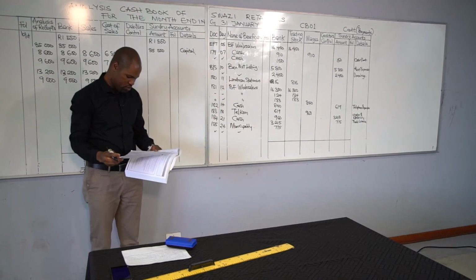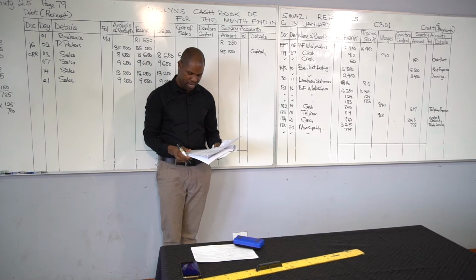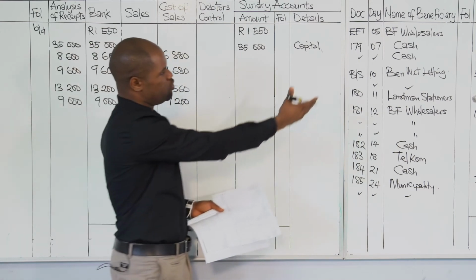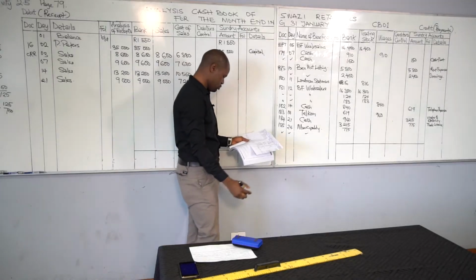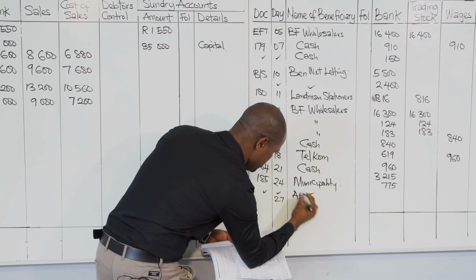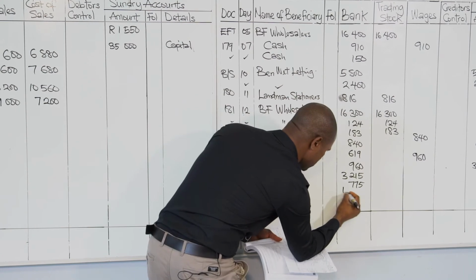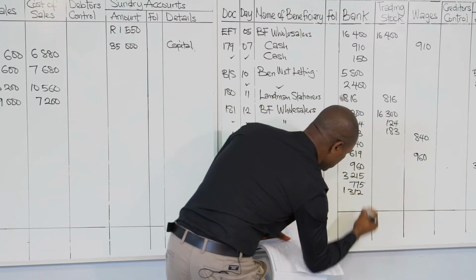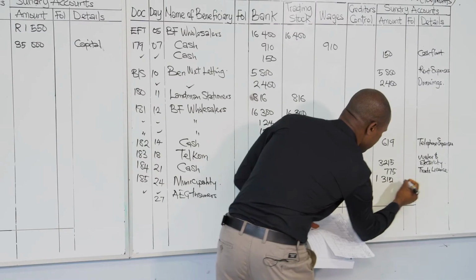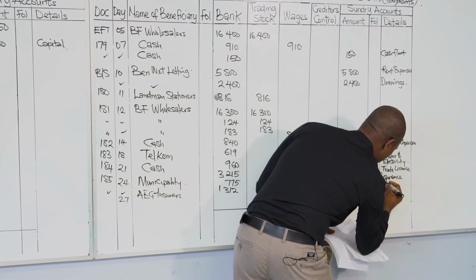All right, on the 27th, some amounts were paid by Mr. Peter for the monthly insurance premium to AEG Insurance by stop order. And because it is a payment, it will also be recorded on the credit side of the cash book. We only have the date. The date is going to be the 27th, and the beneficiary is AEG Insurance. So the amount is 1,312. It goes into the sundry account. It's 1,312, and then I write here insurance premium.